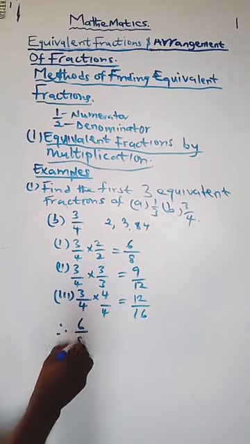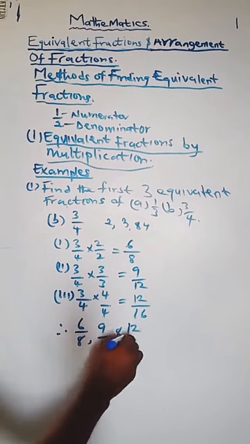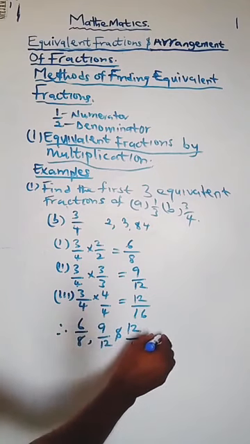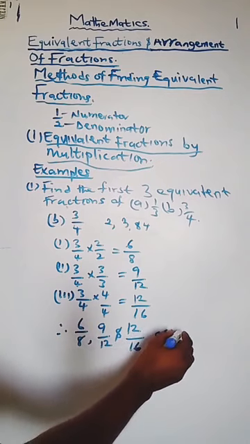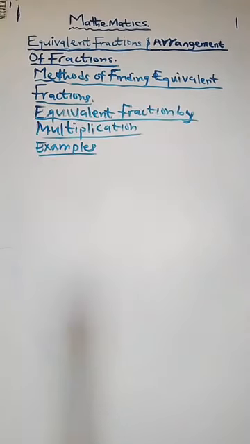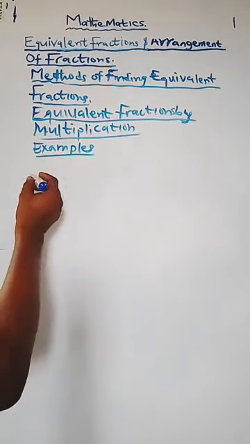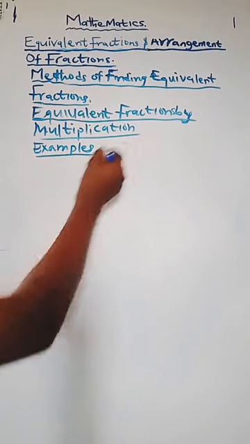So 6/8, 9/12, and 12/16 are the first three equivalent fractions of 3/4. If you are looking for larger equivalent fractions, you are going to multiply the numerator and the denominator by the same number. And that's what we have just done here. So let's look at a second example under equivalent fractions by multiplication.